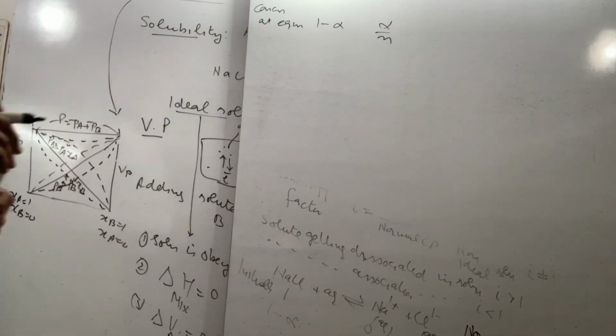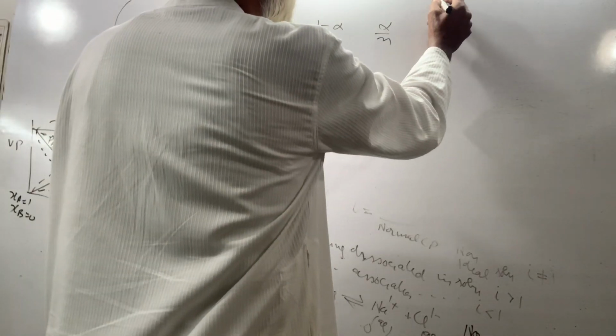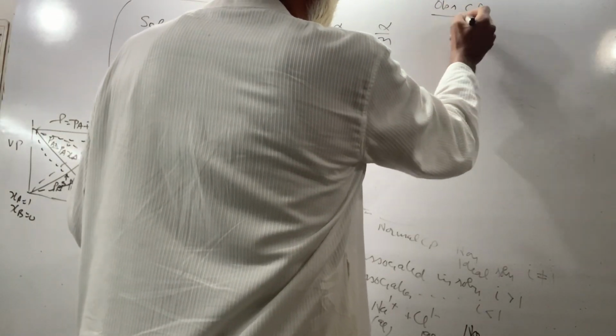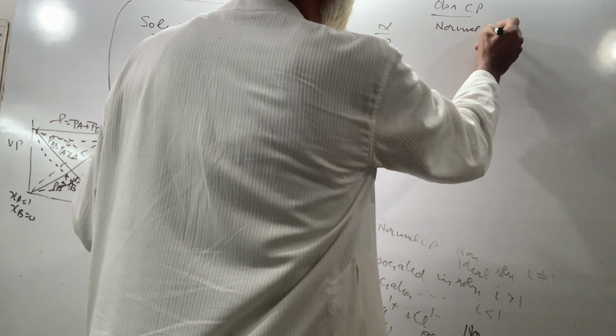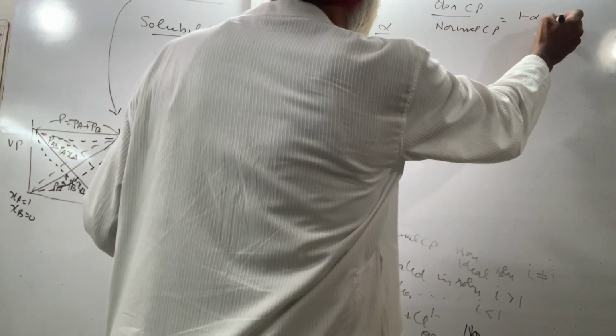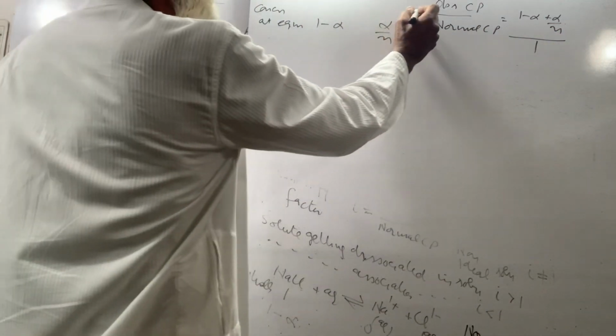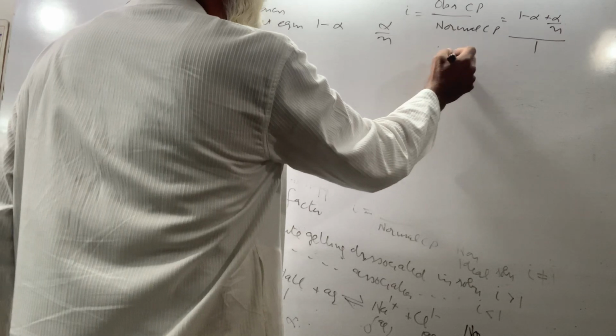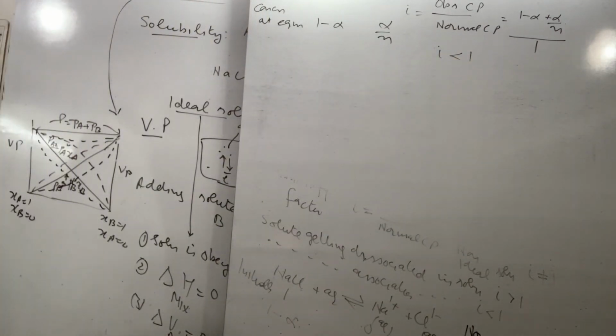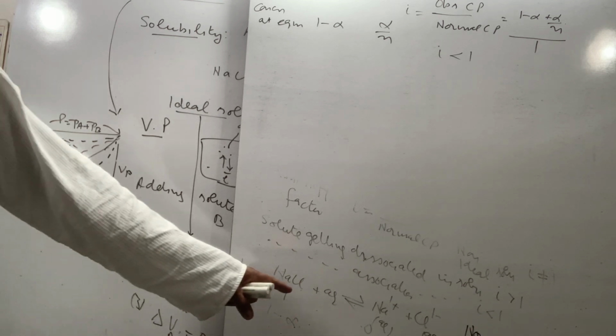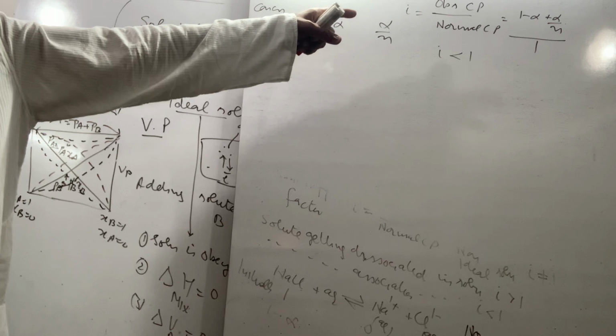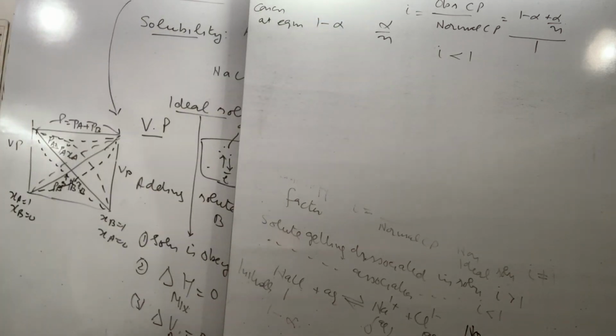So the observed colligative property over the normal colligative property is 1 minus alpha plus alpha over n, over 1. So naturally this i will be less than 1. What is alpha? Alpha is now known as the degree of association, whereas earlier it was the degree of dissociation. And n is known as the extent of polymerization.